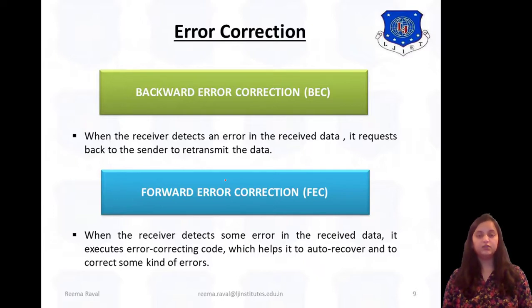And in forward error correction, when the receiver detects some error in the received data, it executes error correcting code which helps it to auto recover and to correct some kind of errors. Okay, so forward error correction is more beneficial to use.